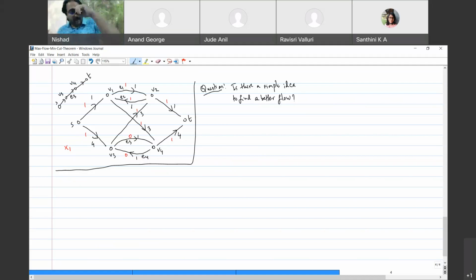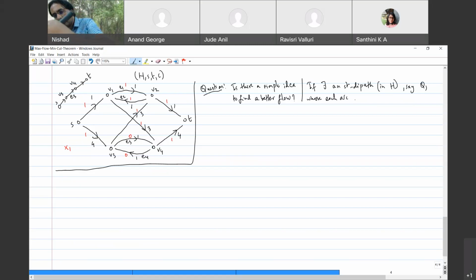The point is that if there exists an ST dipath in the given digraph H, so this is our H, say Q, whose each arc is utilized under capacity, then we can find a better flow.